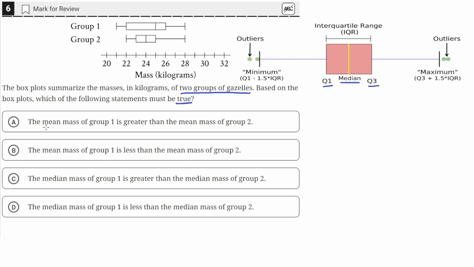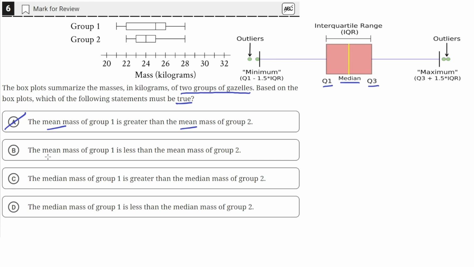Okay, so answer choice A says the mean mass of group 1 is greater than the mean mass of group 2. Okay, so this does not have to be true because the box plot only gives us information about the minimums, maximums, quartiles, and the median, and the IQR. It doesn't tell us the mean. The mean, we would need every single data point to calculate that. We can only find out what the median is from this line through the box in the box plot. So answer choice A does not have to be true because we have no way of finding the mean of the two data sets for group 1 and group 2.